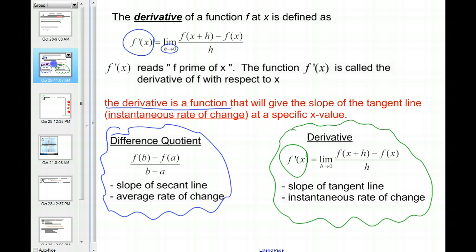So this is our definition of a derivative. It's a function that gives us the slope of the tangent line. It gives us that instantaneous rate of change at a certain x value. This is just the first video, just the idea of it, where the derivative is the slope of the tangent line. In the next video, I'm going to go through an example to find the derivative with this definition.